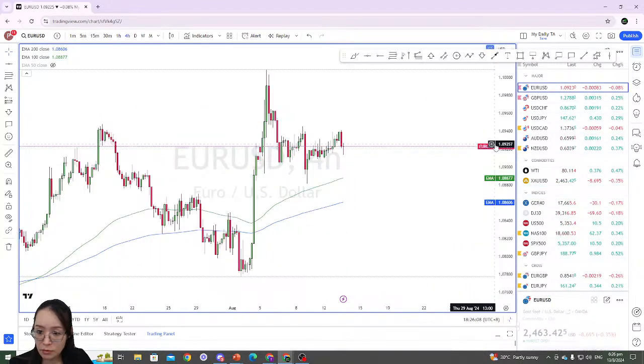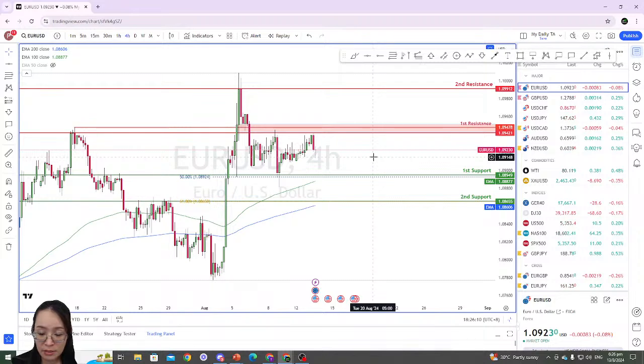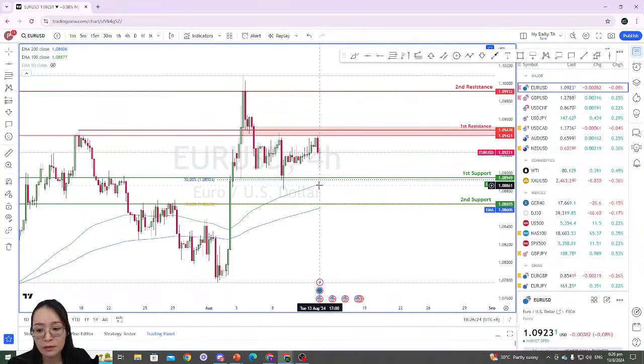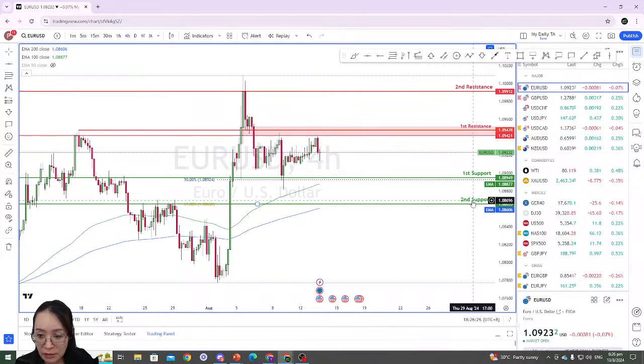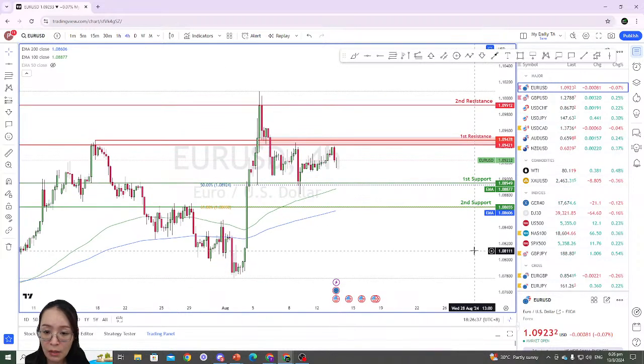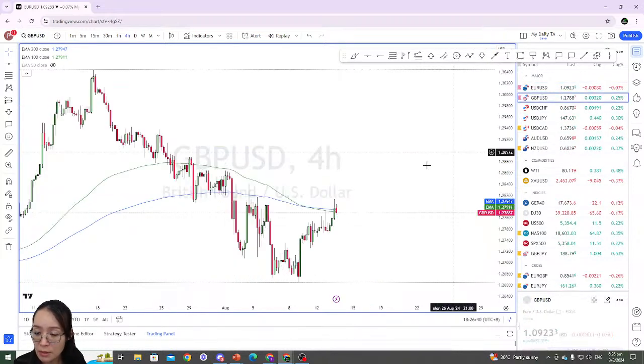Go to EU. My EURUSD is still the same. First resistance, first support is right there. Somehow my first support is close to EMA 100, which is the green color. And second support is somehow close to EMA 200, and we somehow have pullback support and the 61.8% fib level. That's my level for EU.